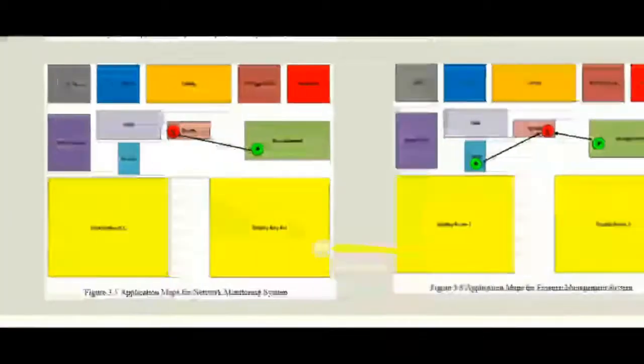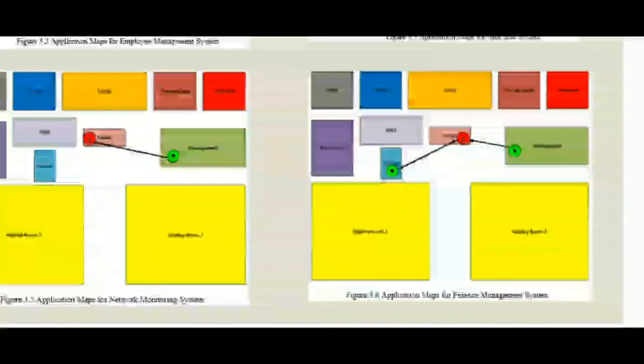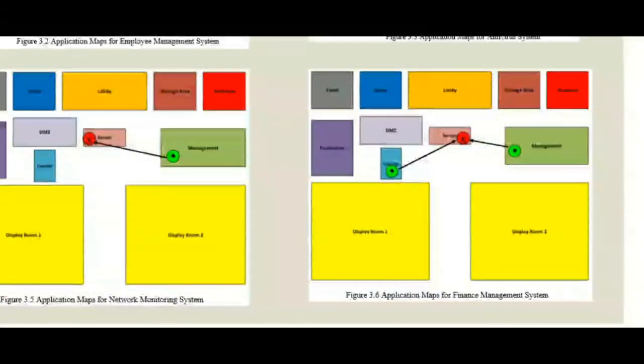For the next one is the application map for finance management. This system will be able to manage the cost of model, employee salary, and other costs such as electric and water bills. So the server here acts as a data sink, and the counter and management department will act as a data source.